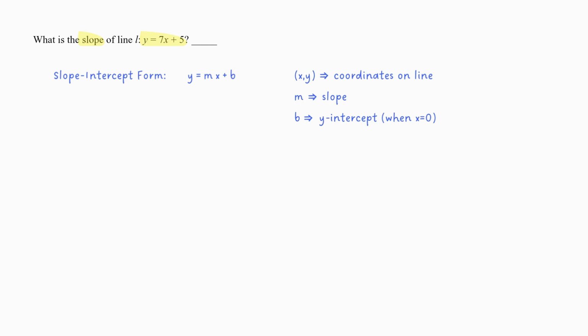To solve this question, we just need to match the given equation to the formula. The given equation is y equals 7x plus 5. Look at which number is sitting in the m spot, which is right next to the x. Since 7 is the number multiplied by x, that is our slope. Remember, the slope is always the coefficient, or the number attached to x, as long as the equation starts with y equals. Ready for the next question? Let's go.